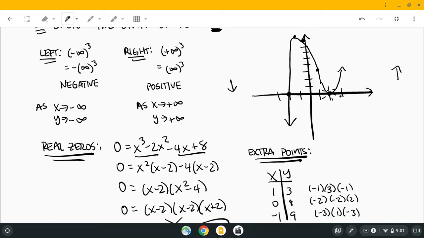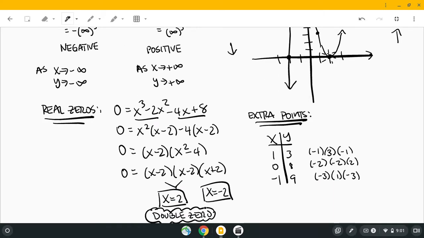You cannot cross the x-axis more than this many times. You can't touch it. Some people force it. They just cross the x-axis and that's not even a zero. So make sure that if you're going to cross the x-axis or even touch it, there is a zero here. It should show up here. If it doesn't show up here, you shouldn't be crossing there.